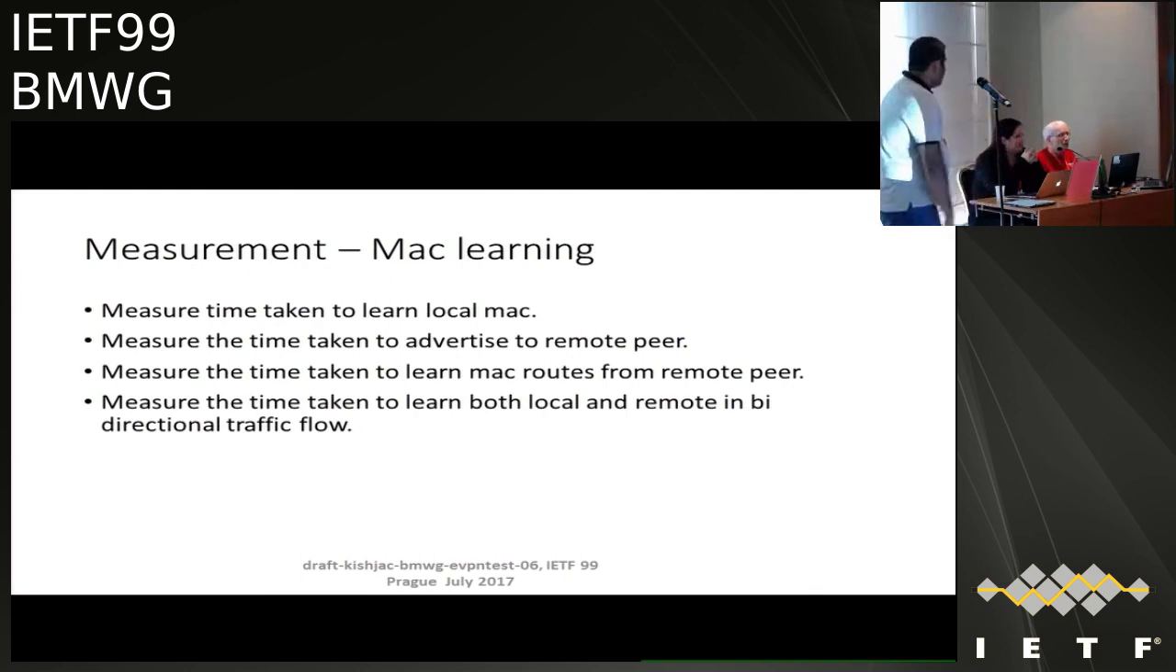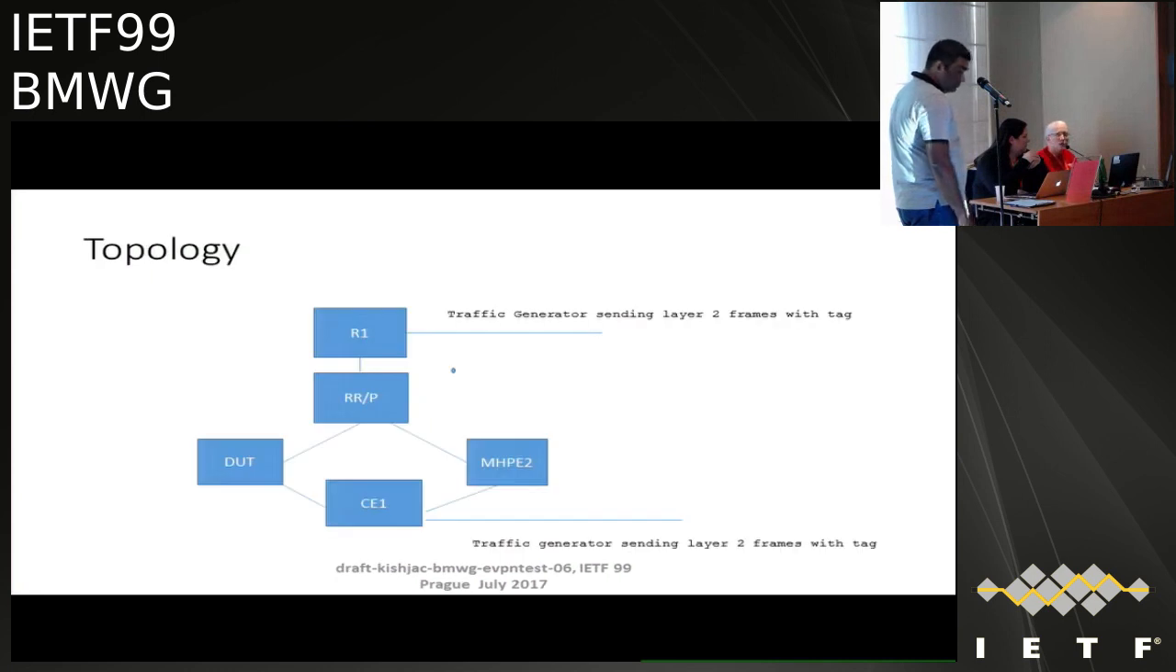So, on this diagram, you've got learn local and advertise to remote peer. On your test diagram, can you show me how the packets would flow for those two cases? Yeah, the local traffic will be from the CE. It is like a bridge actually. That will be a bridge.